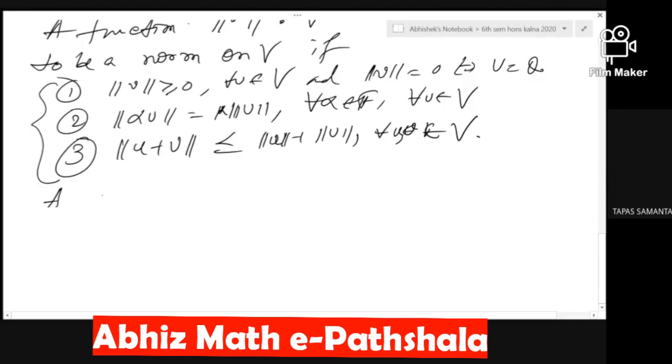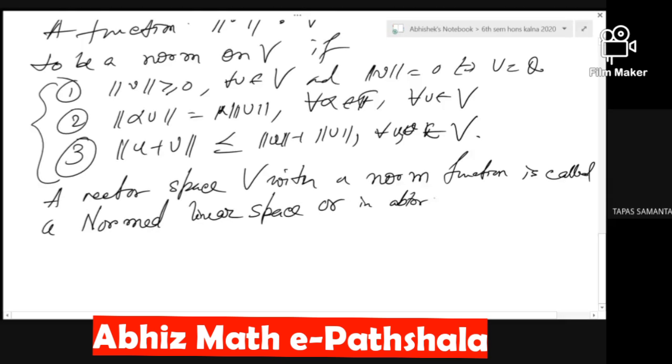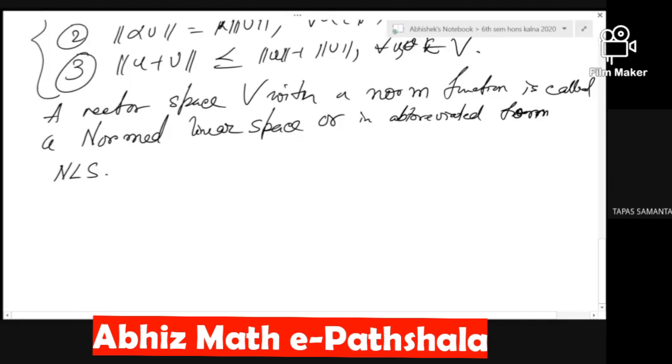A vector space V with a norm function is called a normed linear space. A normed linear space, in abbreviated form, will be written as NLS, that is, normed linear space.